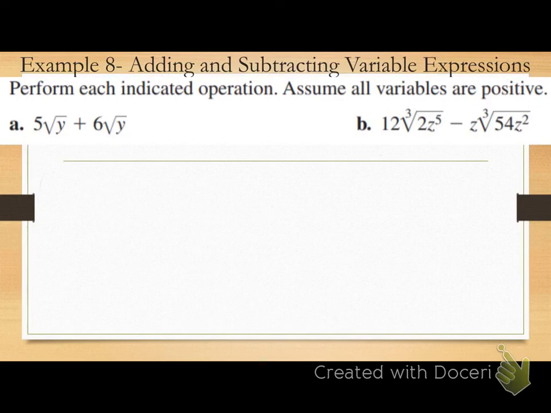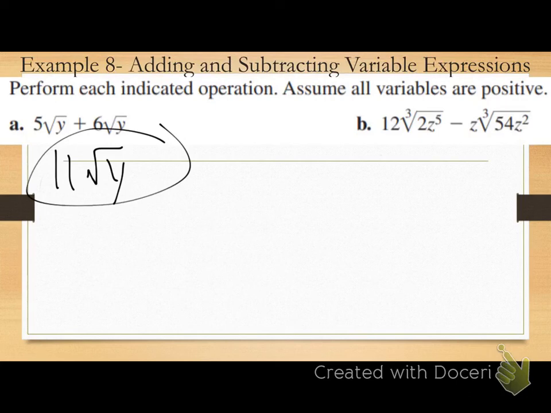So letter A. I've got 5 square root of y plus 6 square root of y. Do I have like radicals here? I do. They have the same index. They have the same radicand. So they're like radicals. So what would be my answer here? Is that it? Yes, it is. Yipperdoodle.